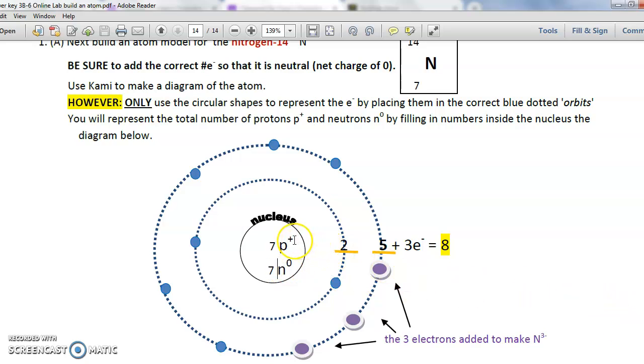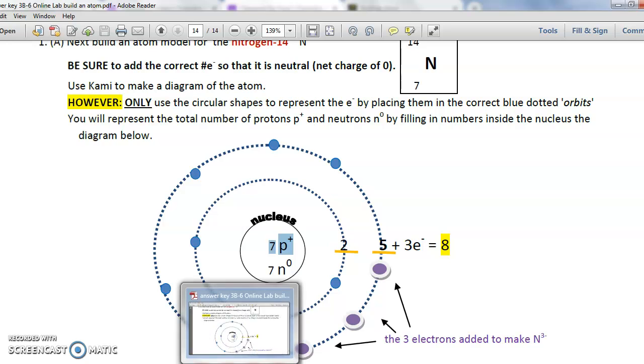So if the nucleus of nitrogen starts with 7 positive things, the atom must start with 7 negative things to balance them. 2 would be on the first level because that's all it holds. 7 minus 2 leaves us with 5 for the second level. 1, 2, 3, 4, 5. These purple ones I added later for a later question. So it has 5 electrons on its second level.